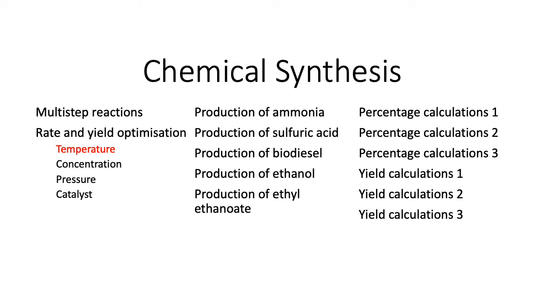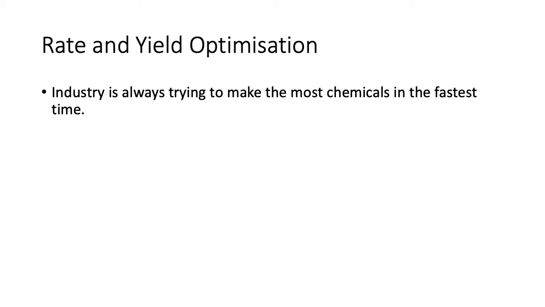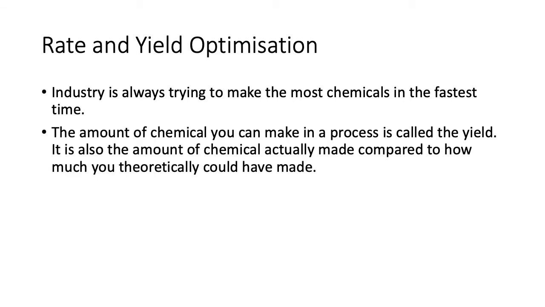This is the first video about rate and yield optimization, and we're going to deal with temperature first up. Industry is always trying to make the most chemicals in the fastest amount of time, so a maximum amount in the shortest amount of time. The amount of chemical you can make is called the yield. This concept of yield is also the amount that you actually make compared to how much you theoretically could have made, and we'll deal with yield calculations later. But yield can also be used in general ways to say how you can maximize the yield, rather than just calculate the yield. So it can be used in a qualitative and quantitative sense.